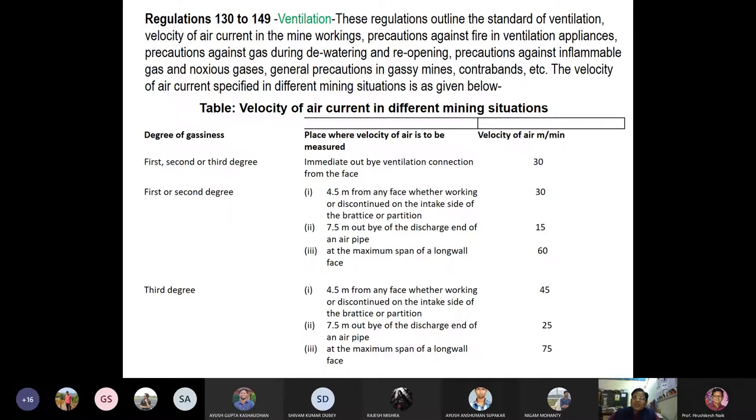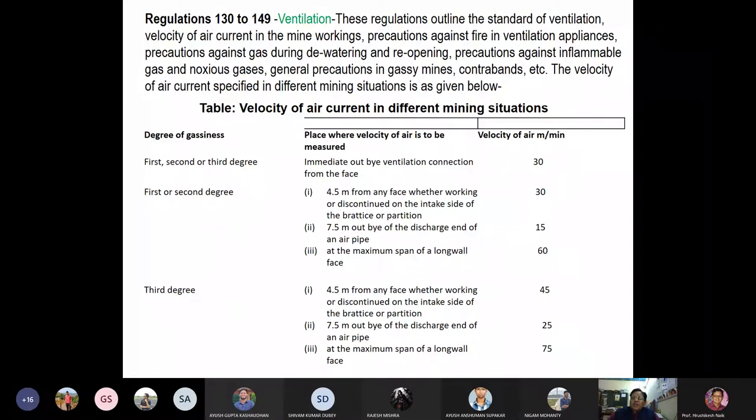In the Coal Mines Regulations 1957, sections 130 to 149 discuss the precautions to be taken while ventilating the faces and maintaining the standard of ventilation in underground coal mines, so that the work environment is safe for the workers. Ventilation deals with different types of gases, including oxygen, which is necessary for the sustenance of the workers inside the mine. They should get sufficient oxygen so that they do not feel uncomfortable inside the mine.